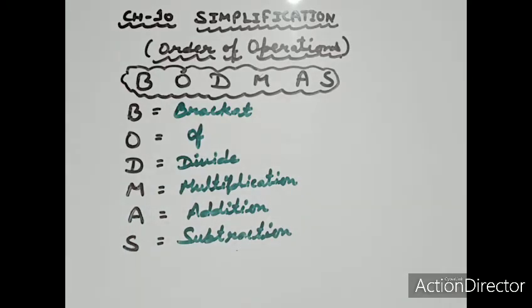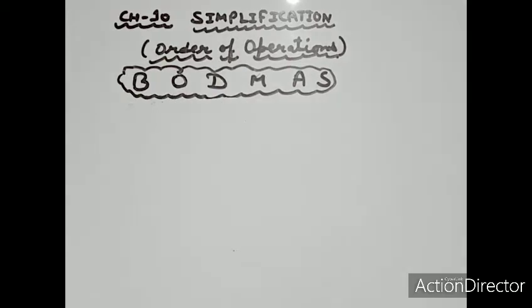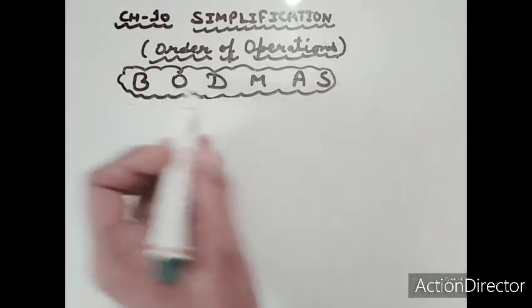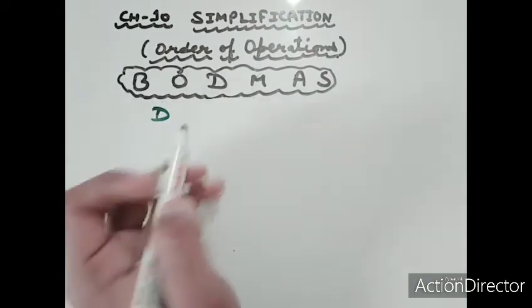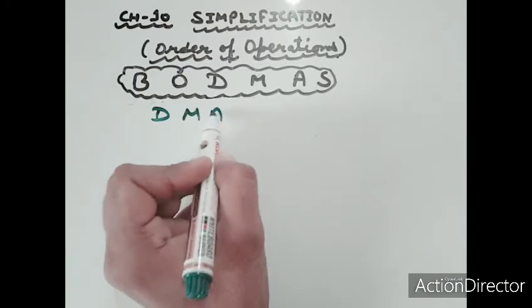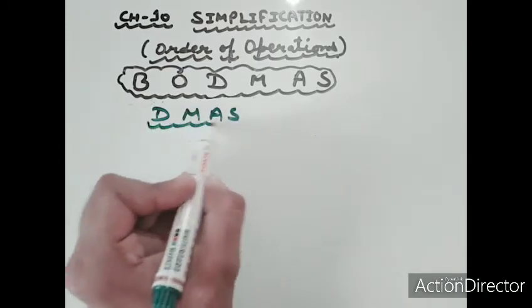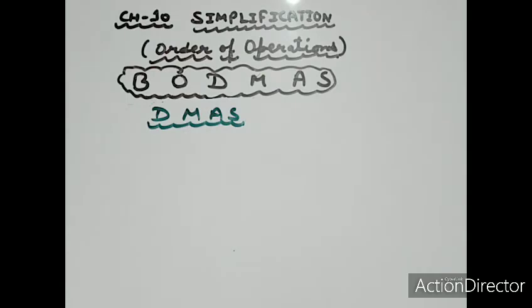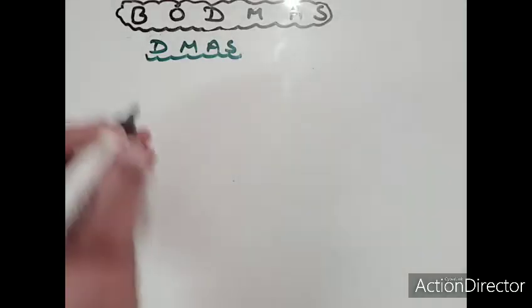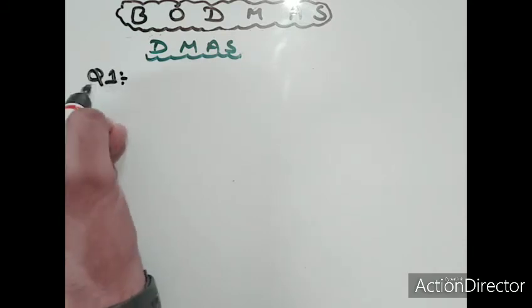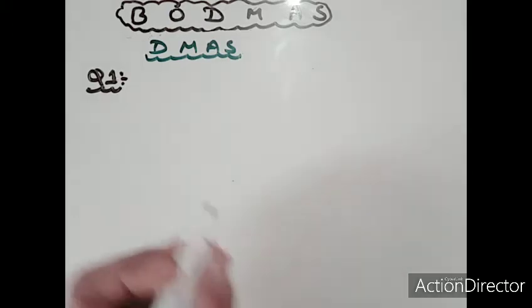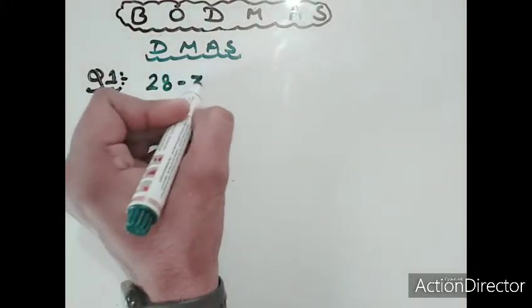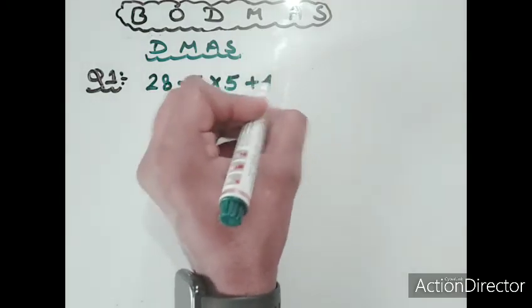Now students, here we take some examples and questions related to simplification. Now students, here we take questions related to DMAS. DMAS. So here there is no off and bracket, only divide, multiplication, addition and subtraction. Now here we take the first question related to DMAS. Question number 1: 28 minus 3 multiplied by 5 plus 4.